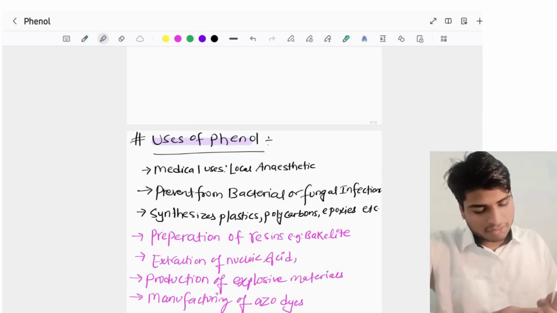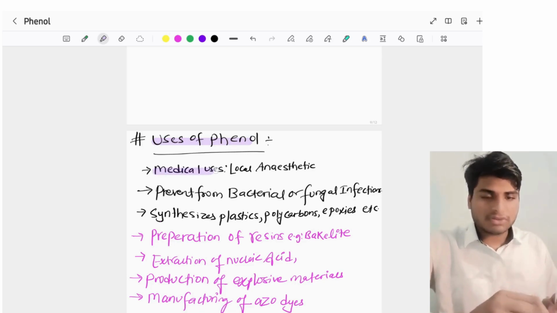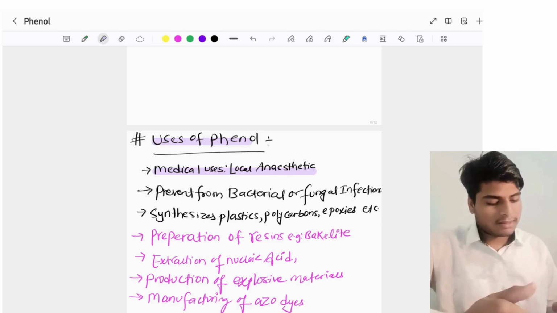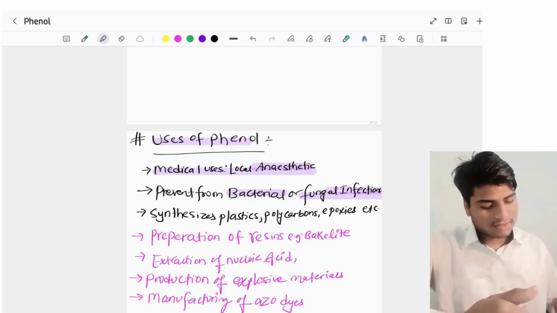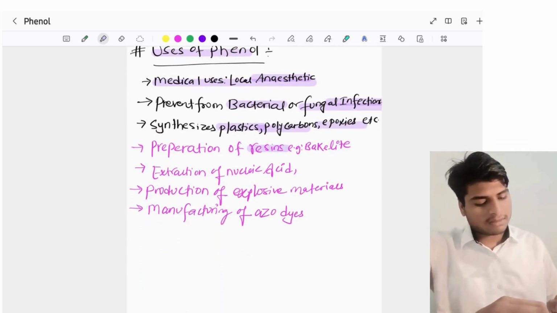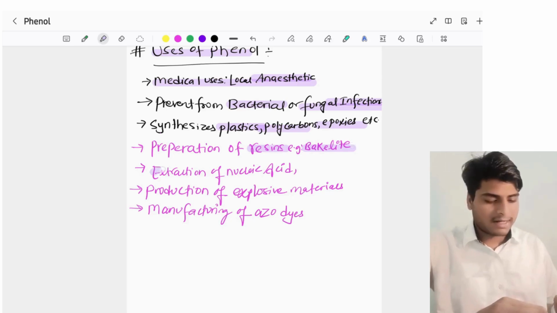Where can we use phenols? It can be used for medical cases, like it helps to provide local anesthesia to help the surgery, and it also prevents bacterial or fungal infections. It helps to synthesize plastic, polycarbonates, epoxies, and it also prepares resins, for example bakelite, extraction of nucleic acid, production of explosive materials, and manufacturing of azo dyes.